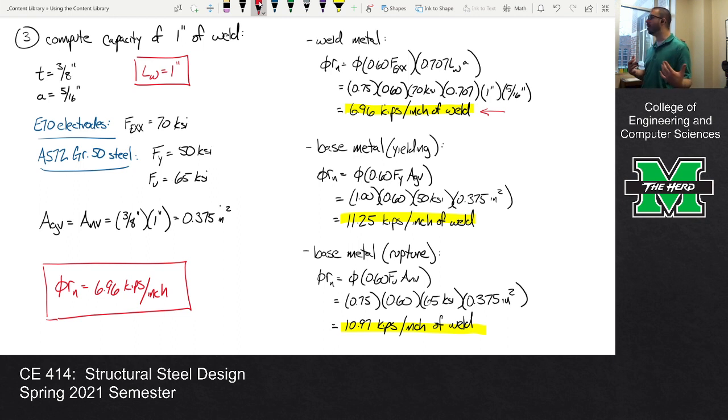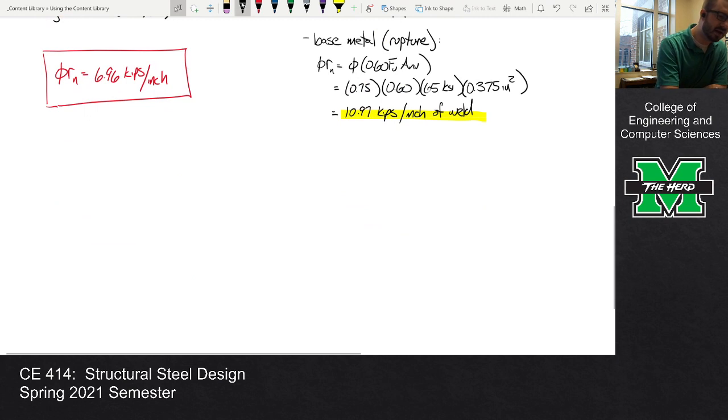And I think that accounts for weld metal and base metal capacity. So we don't even need to go back and check base metal like we did with bolts, where we had to go back and check bolt bearing. We've already got that accounted for here. So all we have to do, hold on, where'd my mouse go? All we've got to do is step four, compute the total number of inches of weld, right?